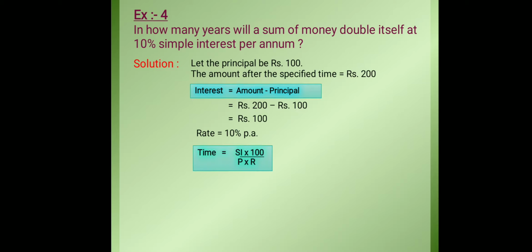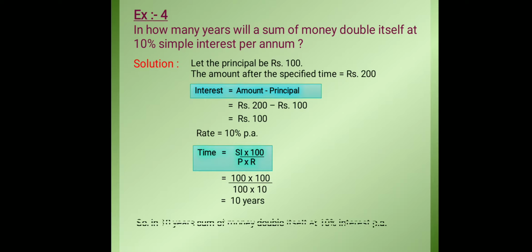So we have to find the time. Time is equal to simple interest multiplied by 100 divided by P into R. So here 100 multiplied by 100 divided by 100 multiplied by 10. So our answer is 10 years. So in 10 years, a sum of money doubles itself at 10% interest per annum.